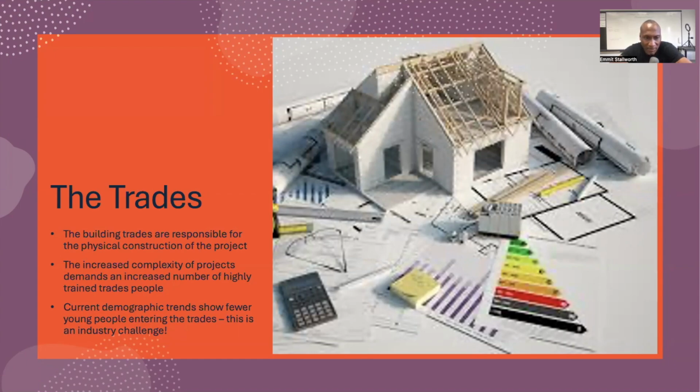Current demographic trends show fewer young people entering the trades. This is an industry challenge, guys, and everybody's recognizing that, man. The younger people just don't want to go into the trades. I don't think they value and understand the amount of money and how well you could do in the trades. We've just been trained to go work for people, just go get a job. Somehow we've got to break from that, man.